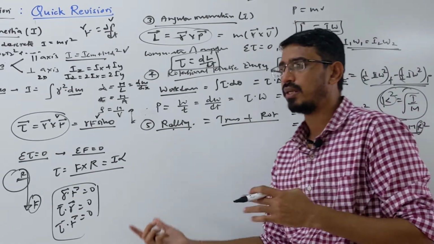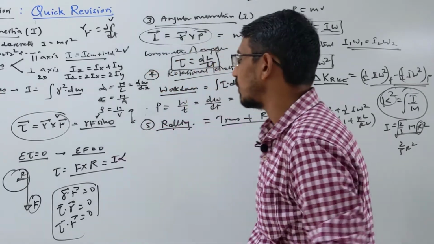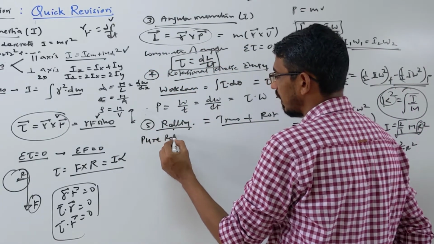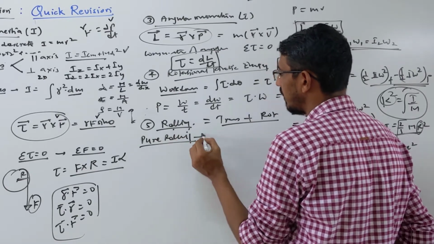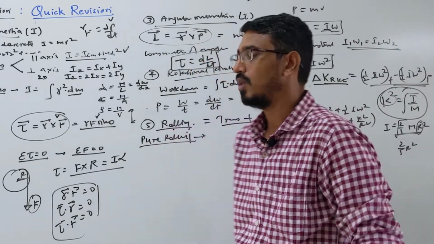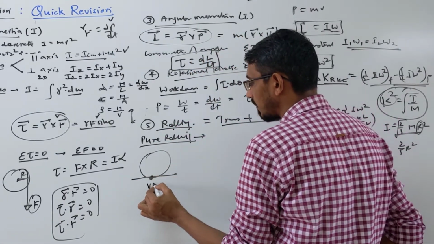Then we learned what rolling is: a combination of rotation plus translation. So we talk about velocities here. Then we use the word pure rolling, correct? If you talk about pure rolling, how do you define this? The velocity at the point of contact becomes 0. When a sphere or any object is rolling, at this point the net velocity becomes 0.